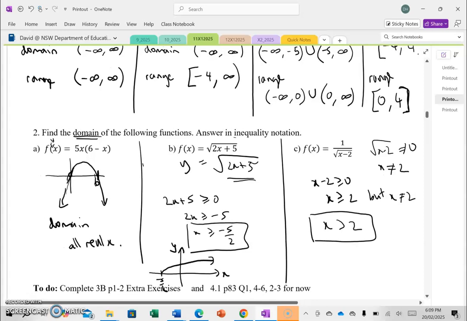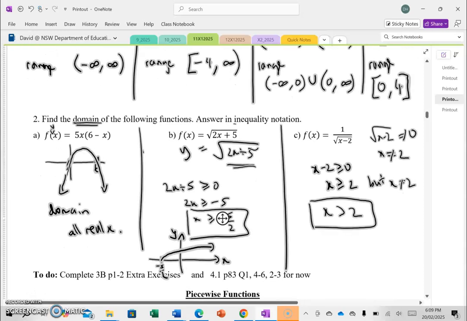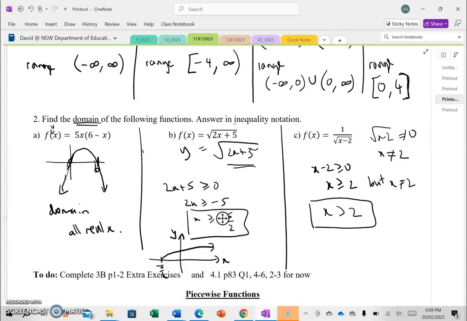So you can see how the denominator not being equal to 0 can help you work out a little bit of the domain, and that under square roots have to be greater than or equal to 0.